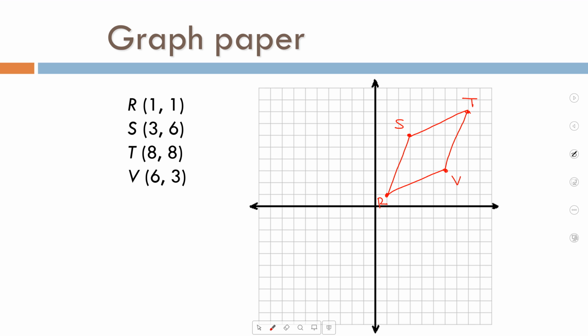Is that a parallelogram? One answer that will never be acceptable is yes, because it looks like one. So we have to figure out how to prove that's a parallelogram. Let's review what we can do on a coordinate plane. We can find a distance, we can find the slope, and that's about it.